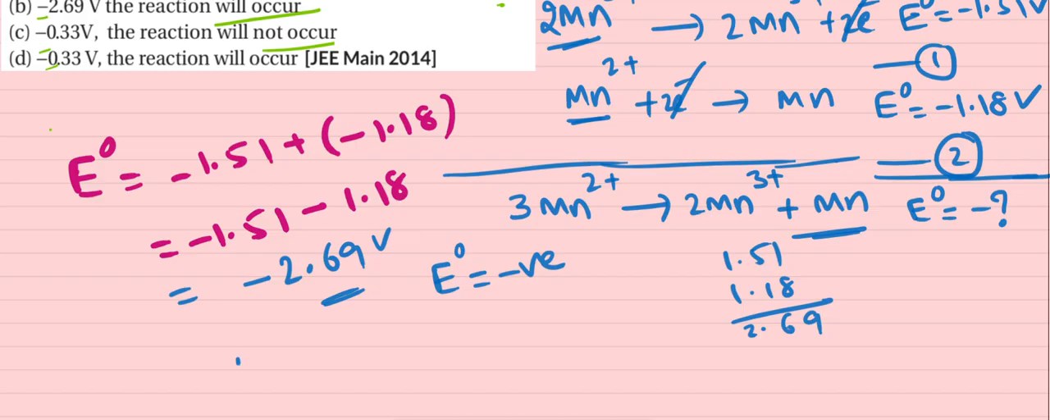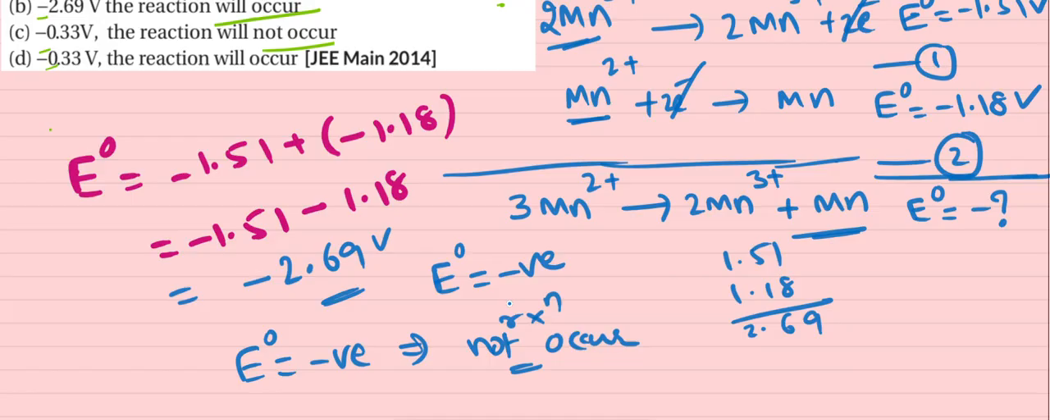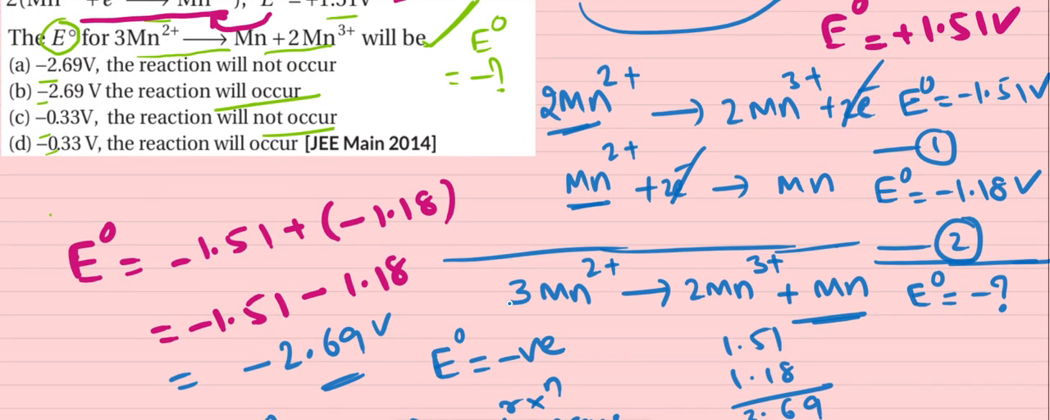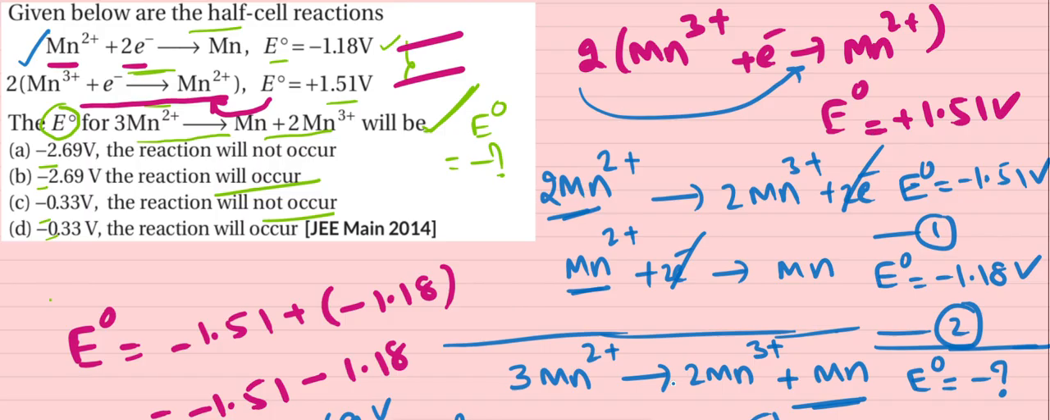We know that when E° is negative, the reaction will not occur. Clear? So therefore we will check the options, right? The reaction will not occur based on the value of minus 2.69. So therefore the answer will be the first option. Clear?